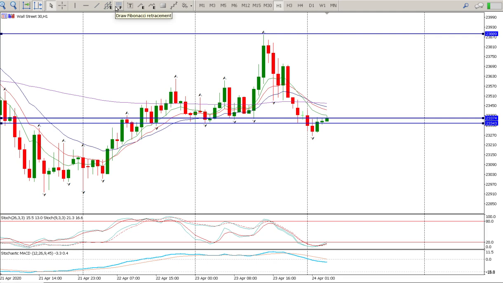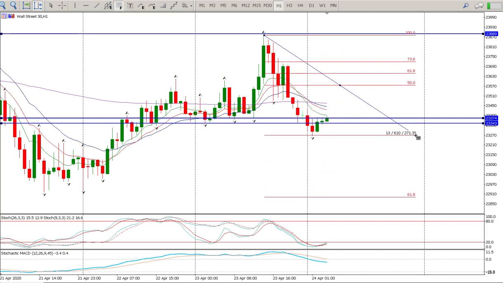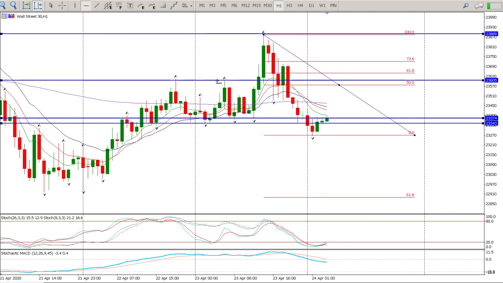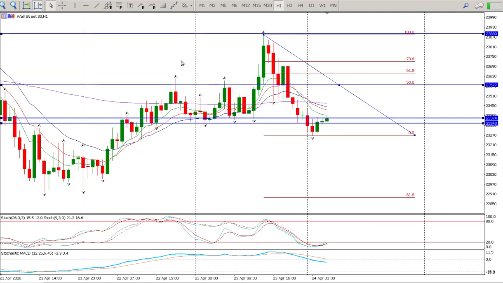Now there are 2 scenarios here, and this is something which I'm seeing happen fairly regularly now. So first thing is, of yesterday's down move, a retracement back to the 50 or back to the 61.8, and then another opportunity to be short. Okay, that's the one scenario.